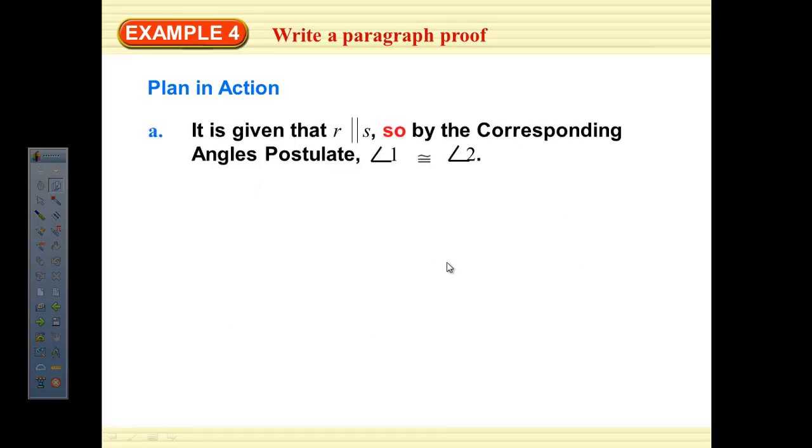So now we put it into action, and this is more written as a paragraph proof, which we won't be using, but it's basically just writing out the statements and reasons as sentences. So we know R and S are parallel, therefore angles 1 and 2 are congruent.